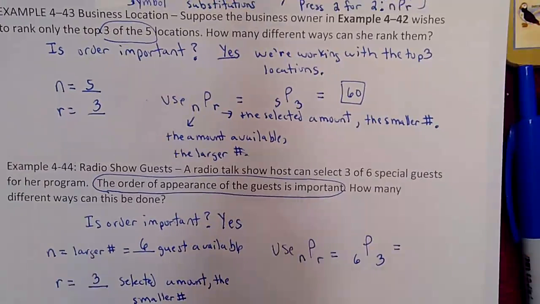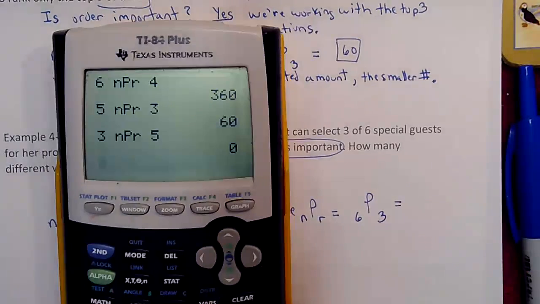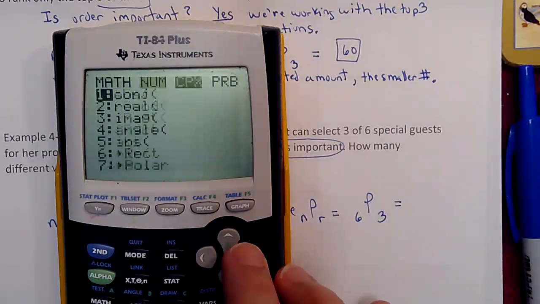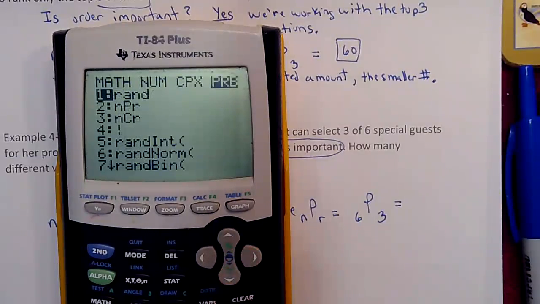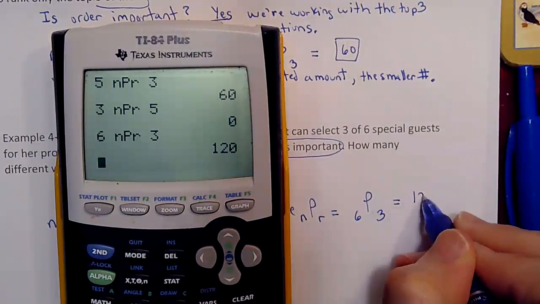And then when I type this in the calculator, 6, math tab to probability, then number 2. So you can go here, scroll down to number 2, hit enter, and then 3, and then hit enter. Get 120.